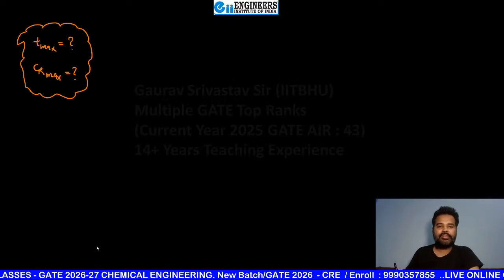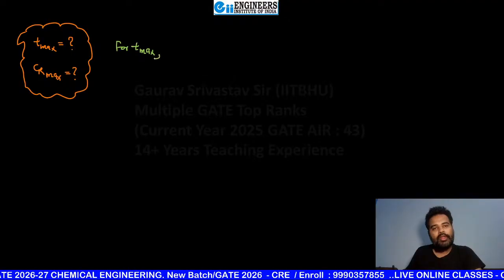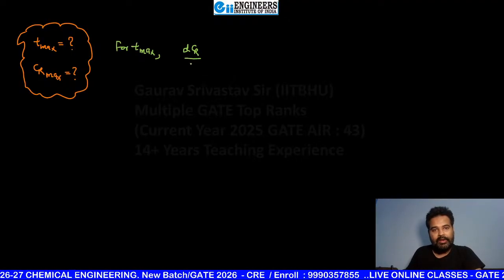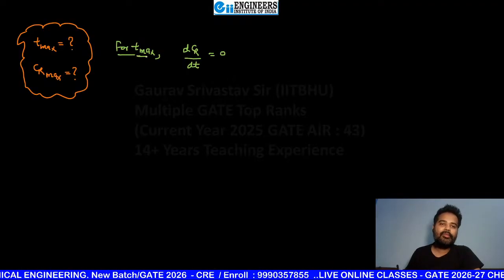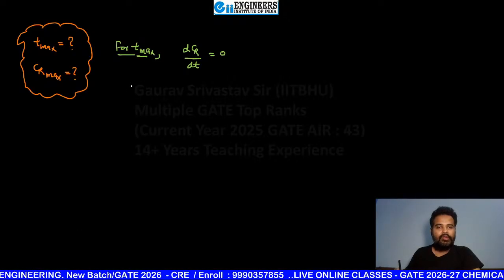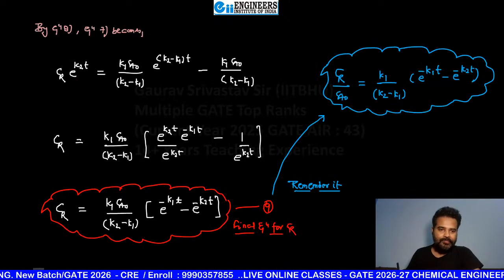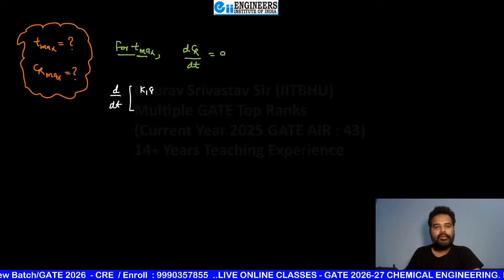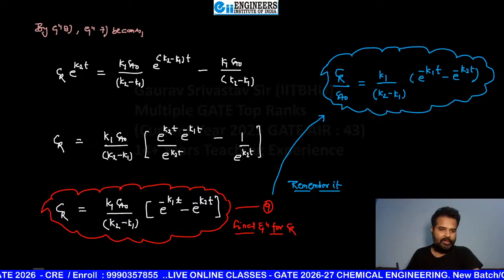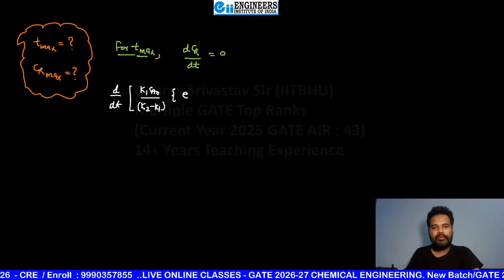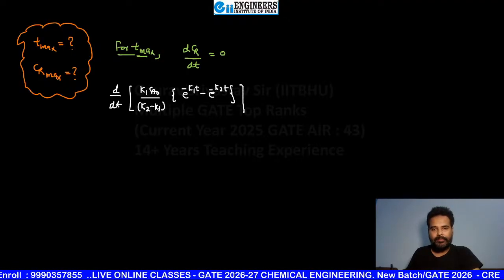सभी को क्लियर है ना? Everyone crystal clear? So for T max, we are writing dCR by dt and putting this equal to 0. इसे हम क्या करेंगे? इसे 0 के इक्वल कर देंगे. So further moving, it can be written as d by dt of, right here expression for CR, it's K1 CA naught upon K2 minus K1, and then e raised to power minus K1t minus e raised to power minus K2t. That becomes equals to 0.